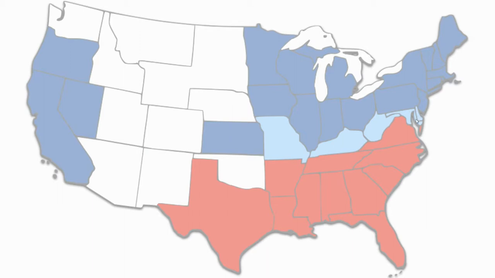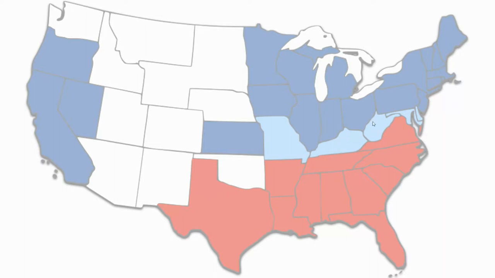Now, some of these states are border states, okay? Now, these border states in light blue, what's interesting about these states? Delaware, Maryland, those are both slaveholding states that never officially joined the Confederacy.